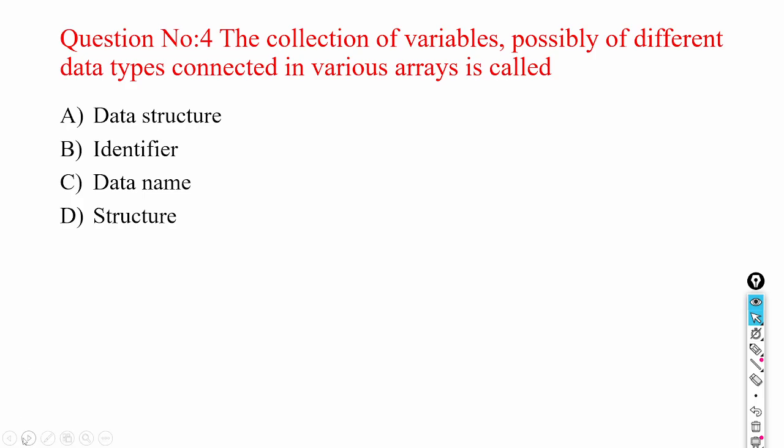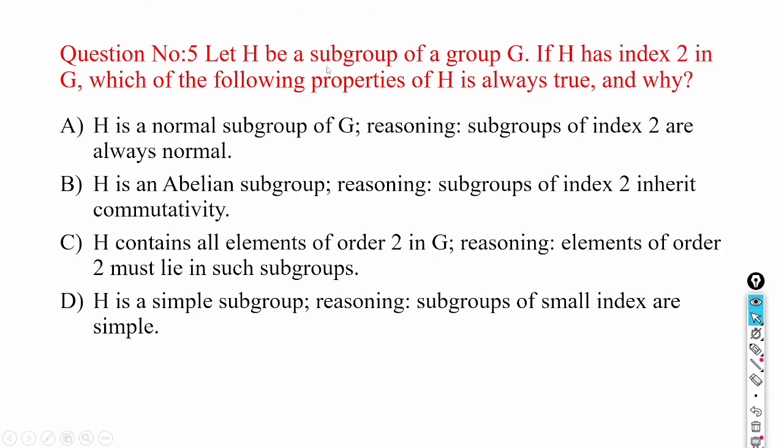And question number 5. Let H be a subgroup of a group G. If H has index 2 in G, which of the following properties of H is always true and why? Okay. H is a normal subgroup of G. Reasoning: subgroups of index 2 are always normal. H is an abelian subgroup. Reasoning: subgroups of index 2 inherit the commutativity. H contains all elements of order 2 in G. Reasoning: elements of order 2 must lie in such groups.